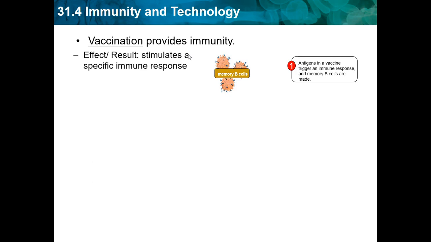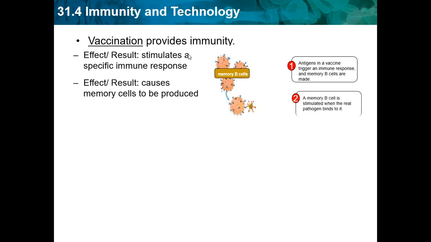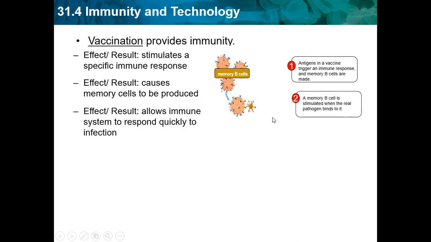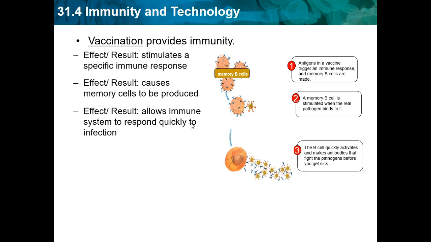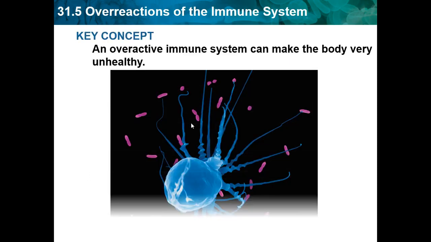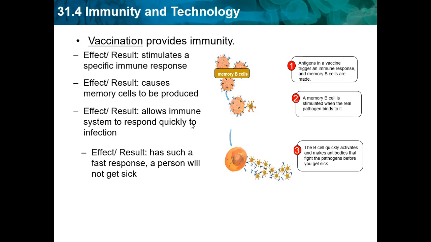Antigens in a vaccine trigger an immune response, and memory B cells are made. This causes memory cells to be produced. A memory B cell is stimulated when the real pathogen binds to it, and this allows the immune system to respond quickly to the infection. The memory cells come, and then the B cells produce the antibodies that fight against it. The B cell quickly activates and makes antibodies that fight the pathogen before you get sick. With such a fast response, a person will not get sick. This occurs if you got, for example, a flu vaccine before.